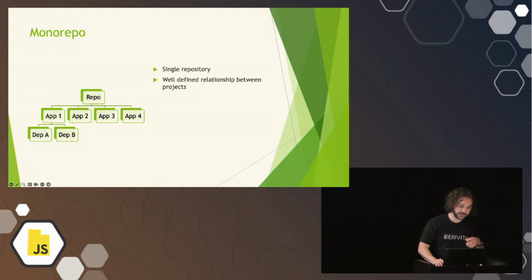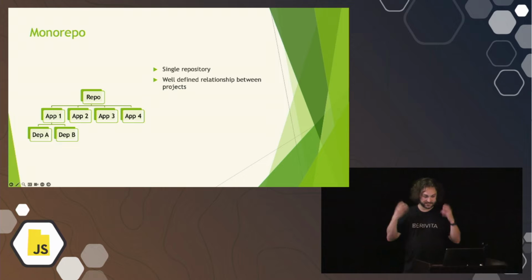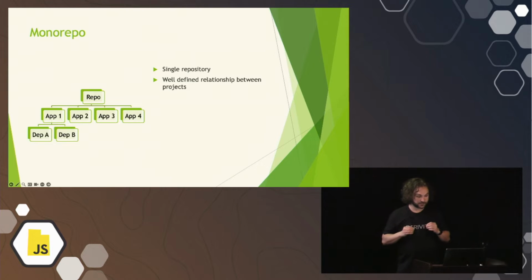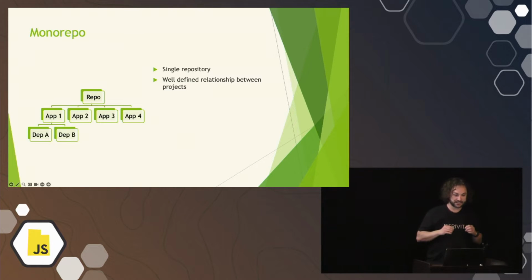The alternative approach is a monorepo, which is a single repository, and it has different applications in it, different things in it that work together. Now, one key piece of this is that for it to truly be a monorepo, it has to have a well-defined relationship between the pieces of it. If you just have everything thrown together in a single repository and there are no defined relationships between part A and part B and part C, then what you really have is a monolithic mess.